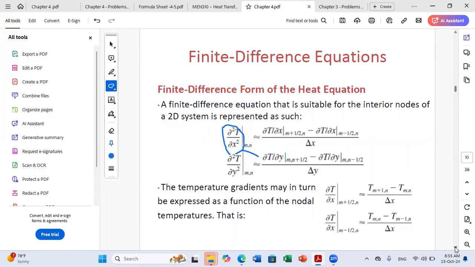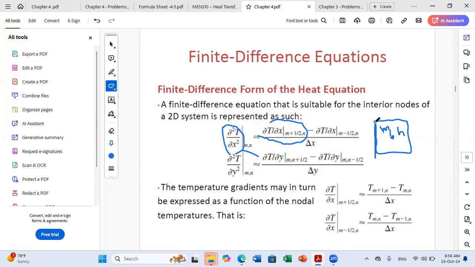Okay, so now if I want to evaluate the second derivative of T with respect to x, I can say that it's equal to the first derivative at m plus half n. If I take this as my cell, and this as my node, m and n represent, as we said, the number of column and the number of row. I consider that this is my face.